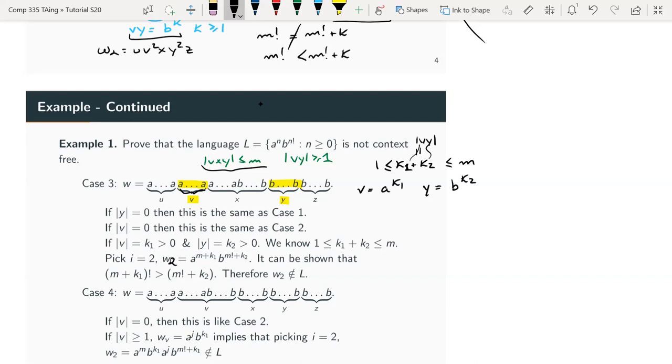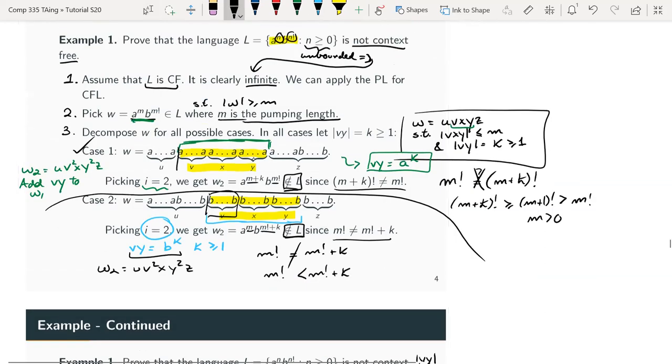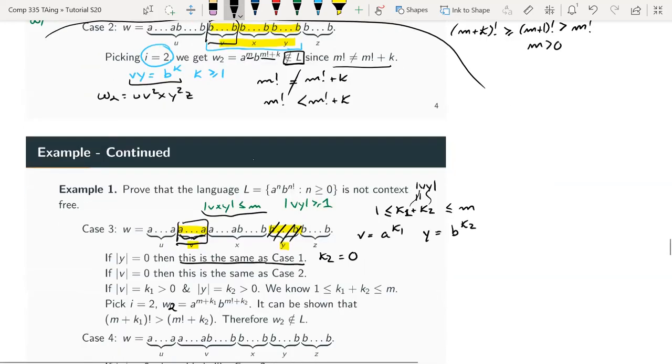Then what you can do is you can say, what if K2 was equal to zero? Meaning that you had absolutely no B's in your Y. Then the only thing that you control, the only thing that you pump up or down are the A's, okay? That's the only thing that you're pumping up or down. And then in this case, I do agree that you could say that this is exactly, in fact, the same as case one. And it's exactly the same because the argument would be one for one, exactly the same. Okay, because here you were pumping the A's, and here as well you're just going to pump the A's. So that's why when the Y contains no B's, it's similar to case one.